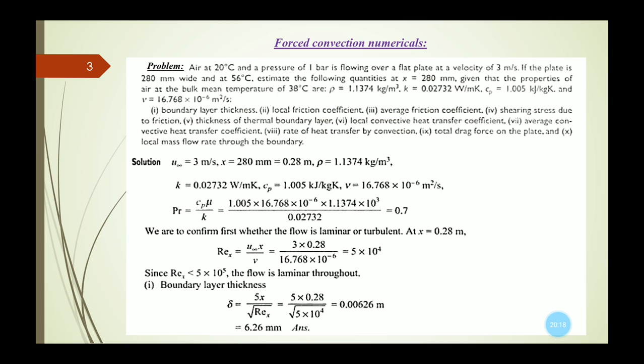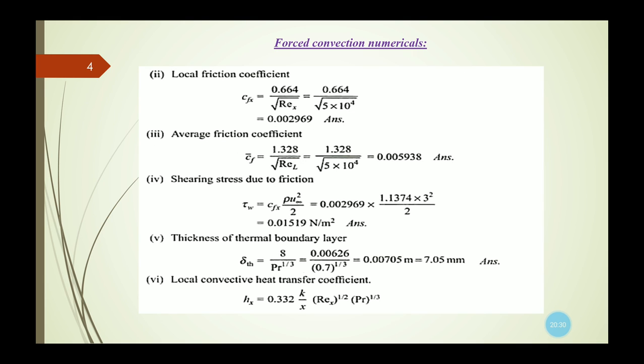Now the value of the velocity boundary layer, or the boundary layer thickness, we have calculated in the first part of this numerical, which you can see here, 0.00626 meter. Now this value we need to put here to calculate the thickness of the thermal boundary layer. So the formula is delta by cube root of Prandtl number. Delta we have calculated as 0.00626, and Prandtl number we have also calculated as 0.7. Putting these values here, the thickness of the thermal boundary layer is 7.05 millimeter.